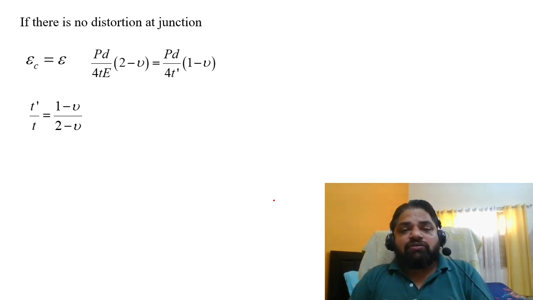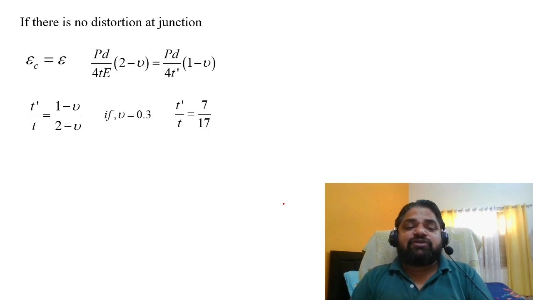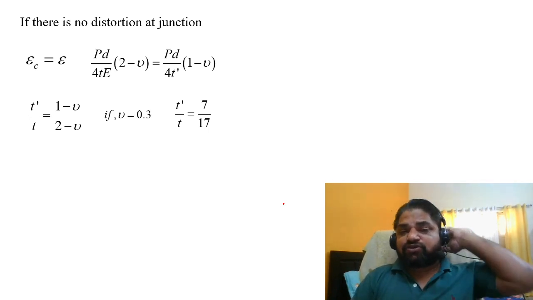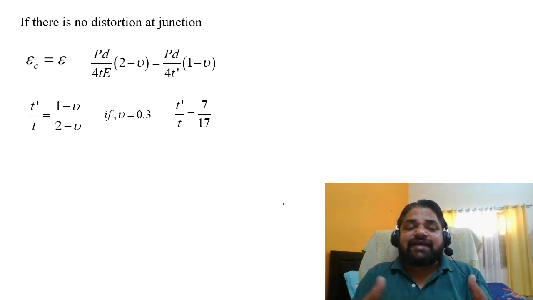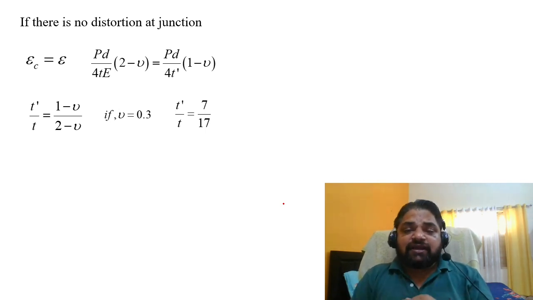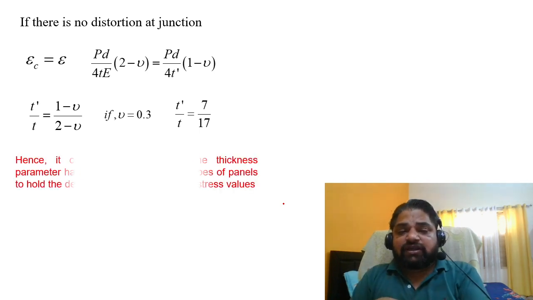Now what about nu? Nu can vary for different materials. As nu changes, t prime by t will also have its own values. Here for this 7 by 17, nu is equal to 0.3, and most metallic materials vary from 0.25 to 0.33. So accordingly you can frame t by t prime, and we can design different structures, or utilize the most common kinds of structures used in industry. Based on that we can conclude in this form.